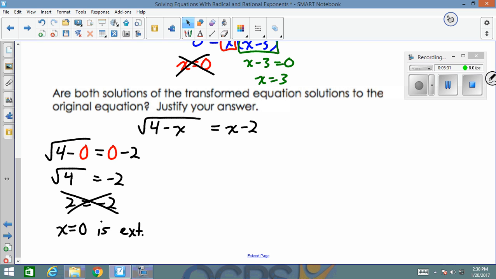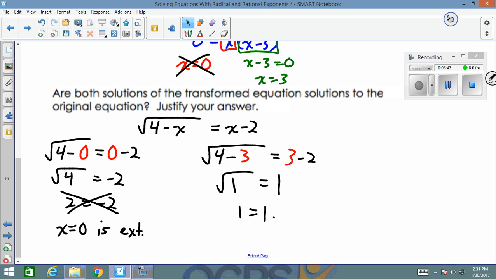Now we're going to try the other one. The square root of 4 minus 3 equals 3 minus 2. So it's the square root of 1 equals 1. So 1 equals 1. That works. So our solution is x equals 3. And we're going to go ahead and try another one.